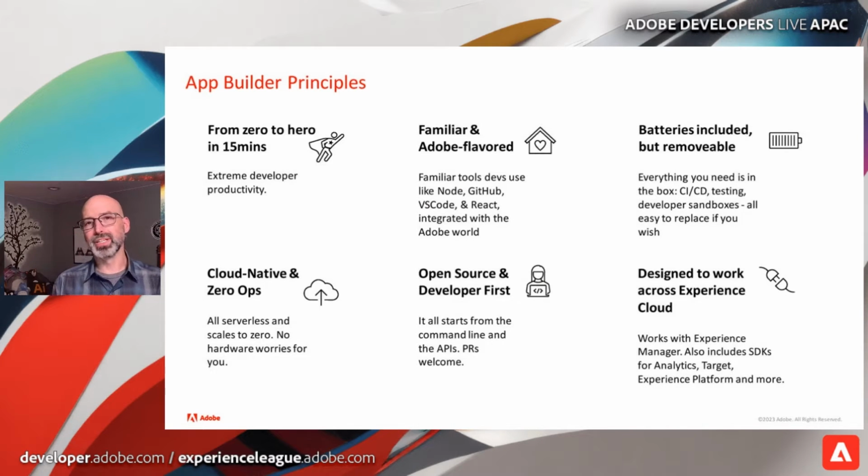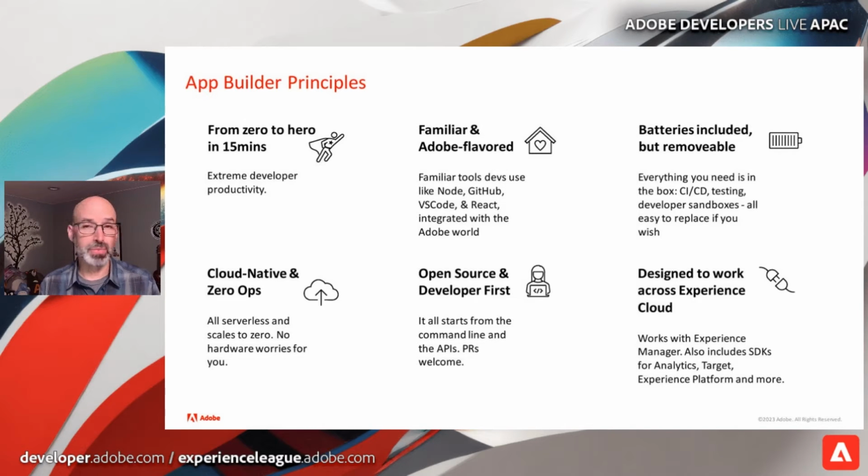So when we were building App Builder, we thought about the types of things we believe in, that we want to empower developers to really make their lives easier. Simplicity was probably first on our list. We wanted to make it easy for folks to get in, create something, push it live, and test and iterate very quickly. So rapid development was key. Familiar and Adobe flavored. Developers have tools that they like, and we didn't want to come in with, hey, you have to use our version of this tool.